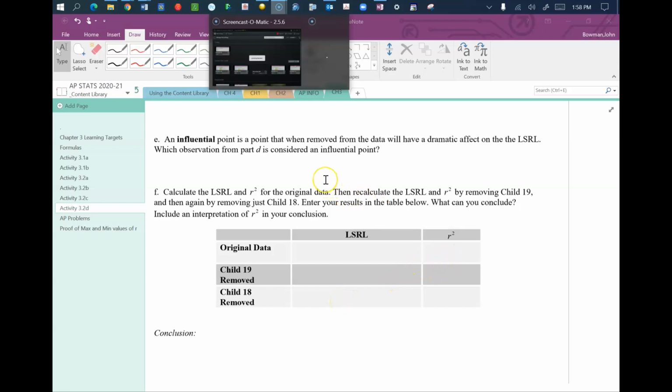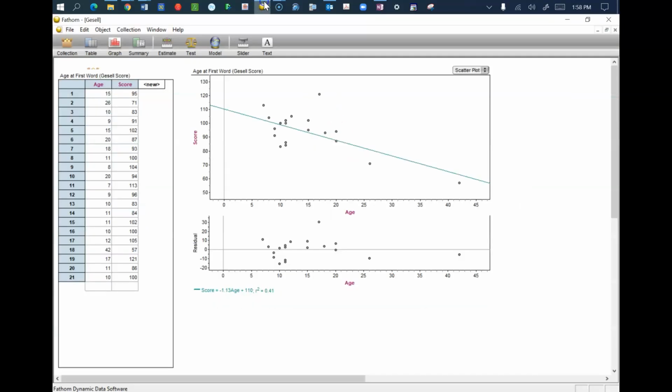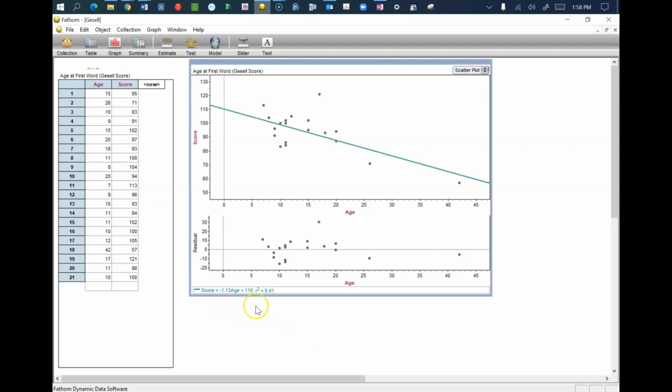An influential point is a point that when we remove it from the data, it has a dramatic effect on the least squares regression line. Now, what dramatic means, I don't have a definition of that. However, you'll know it when you see it. So here is the least squares regression line with all of the data, and you can see it down here at the bottom by my cursor. And we have a slope of negative 1.13, a y-intercept of 110, and an R squared value of 0.41.